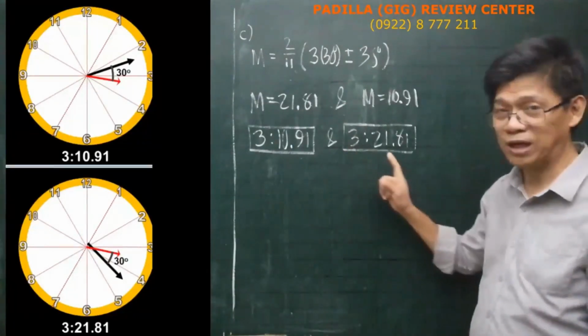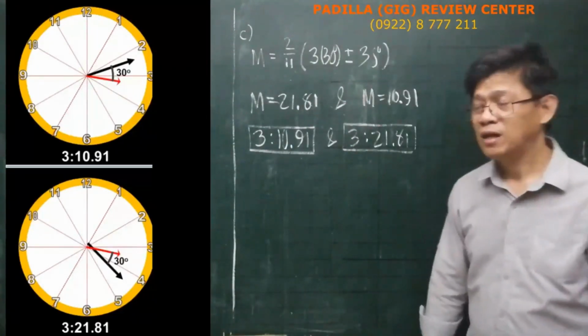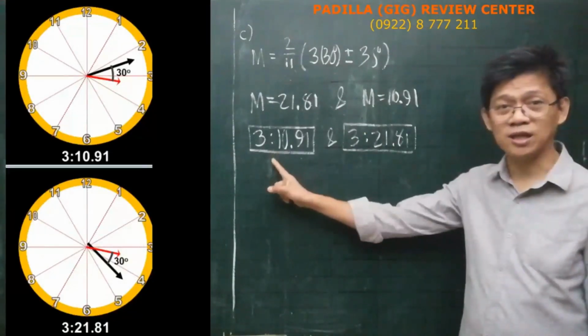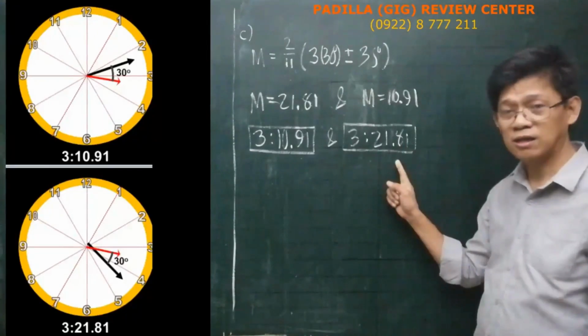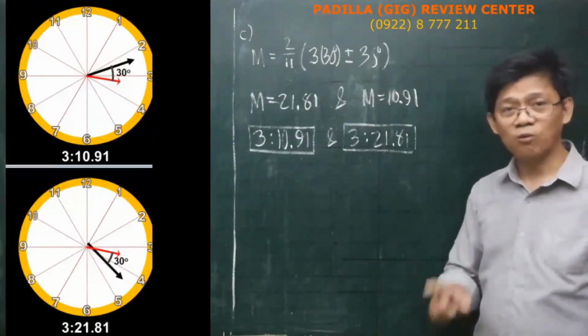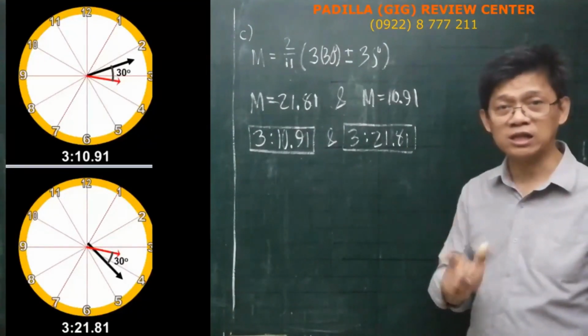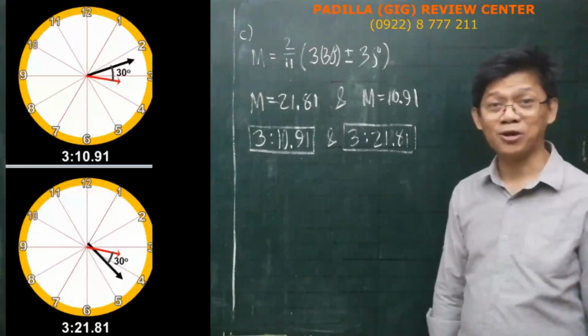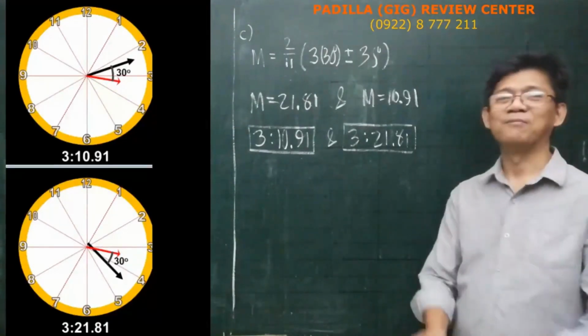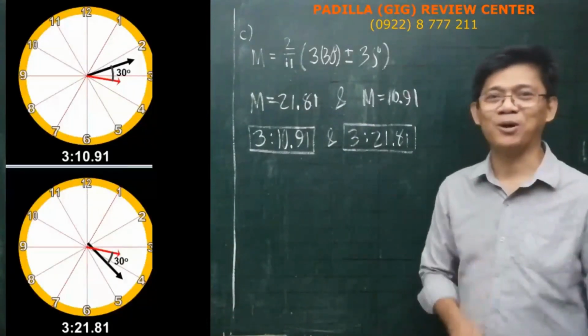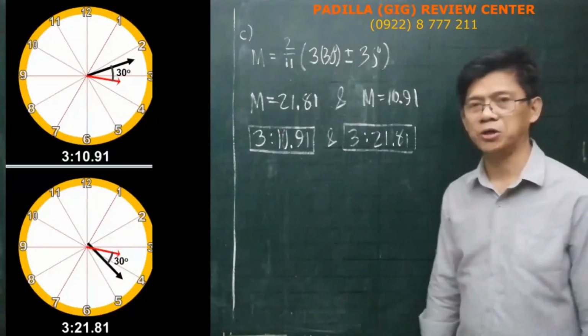Which one shall we answer? Simple. If the one in the choices is this, you answer this. If the one in the choices is this, you answer this. Sir, what if both are in the choices? Mahirap na tanong, no? So, ganito ang gawin mo. Una, dasal ka. Pagkatapos mo magdasal, sagutan mo. Pero kung tatanungin niyo ako, no?